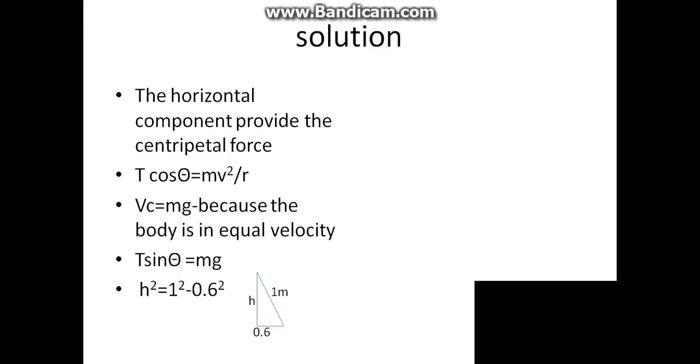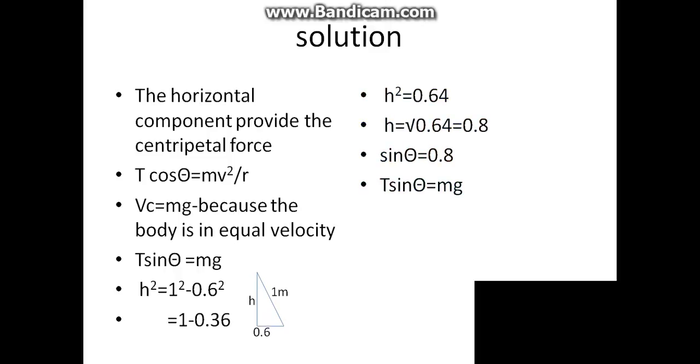1 minus 0.36. H squared is equal to 0.64. H will now give us the square root of 0.64, which gives us 0.8. Cos theta is equal to 0.8. T cos theta is equal to mg. T times 0.8 is equal to 1 times 9.8. T is now equal to 9.8 over 0.8, which gives us 12.25 Newton.